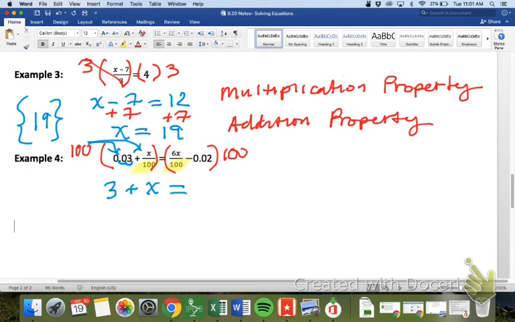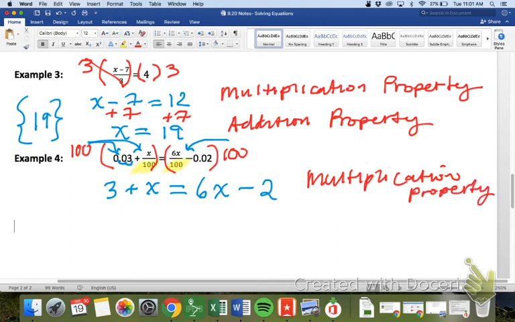And then on the other side of the equation, something similar happens. When I distribute 100 into 6x over 100, the 100 on top cancels with the 100 on the bottom. I'm left with a 6x. When I multiply 100 times negative 0.02, I get negative 2. Okay? So within one step, by multiplying by 100, so we use the multiplication property, in that one step, I turned what looked like a really complicated equation into something that looks very familiar, and I now know how to solve.